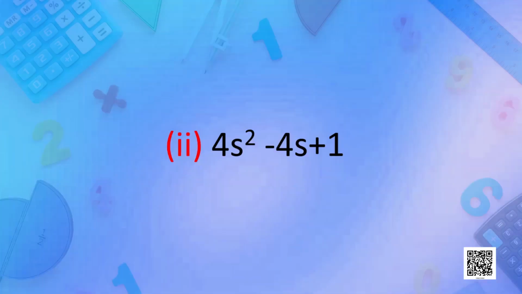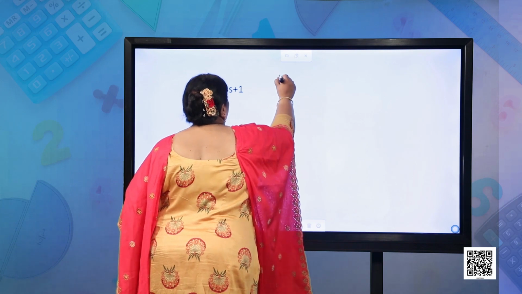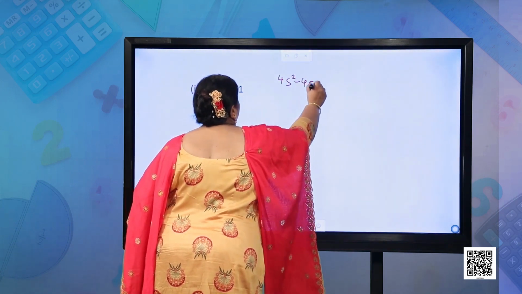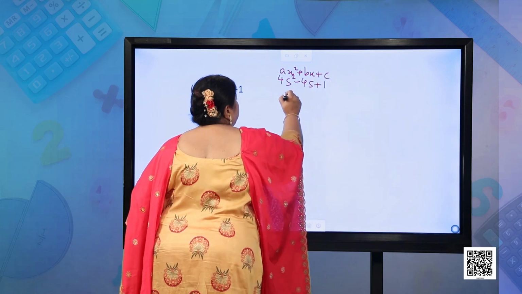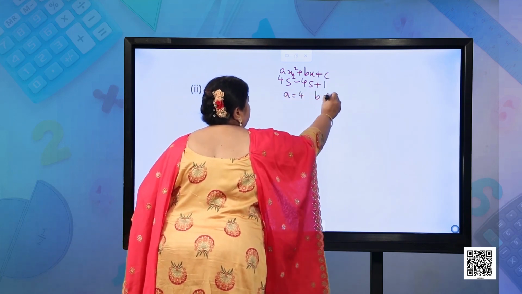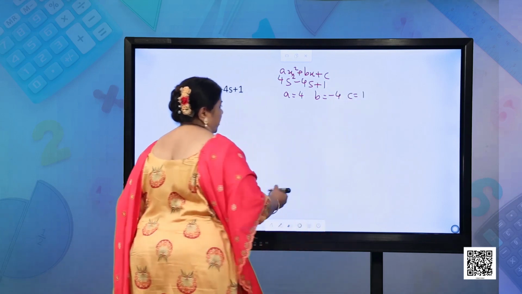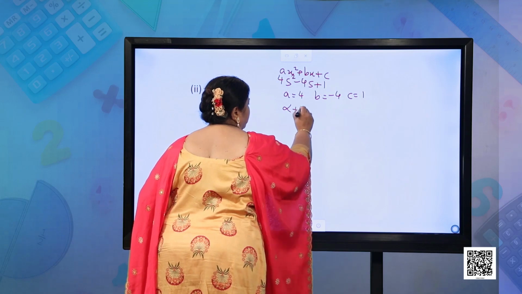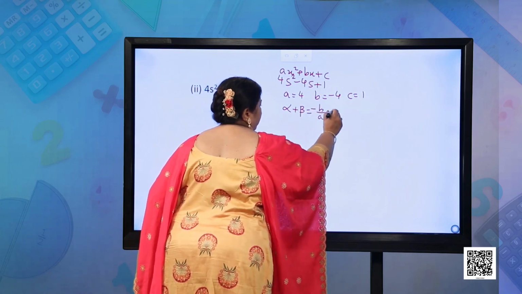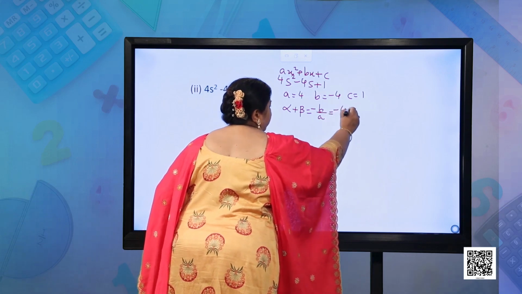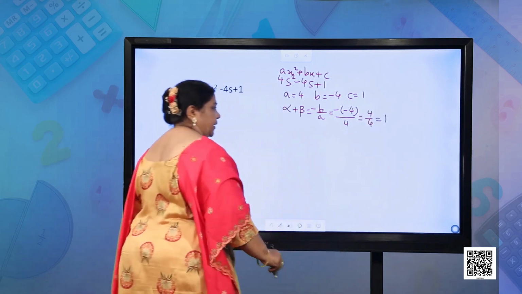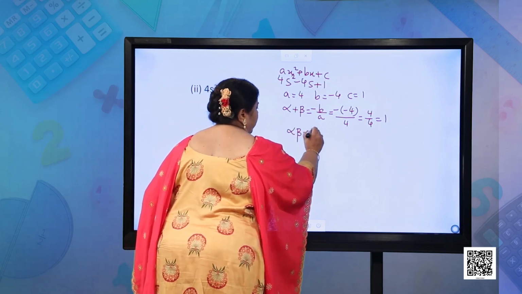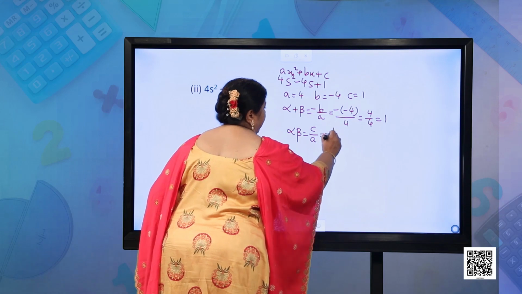So, students, we have another polynomial here, 4s square minus 4s plus 1. Let us compare this with the general polynomial, that is ax square plus bx plus c. What is the value of a here? It is 4, b is minus 4 and c is 1. So, what we have studied? We have studied that the sum of the roots is minus b upon a. That means it will be minus of minus 4 upon 4, that is equal to 4 upon 4, that is 1. Clear? Now, the product of the roots we know must be c upon a. What is c here? 1 upon 4.